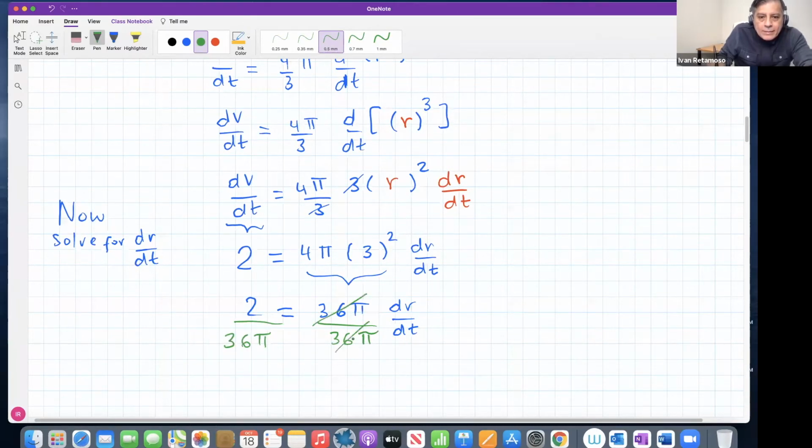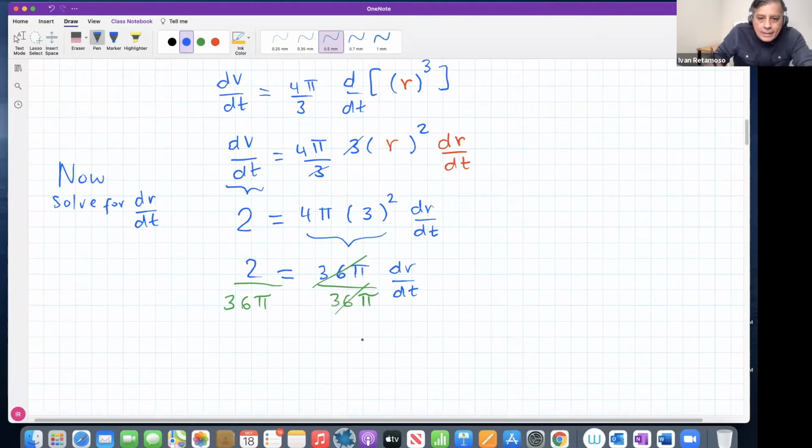Here, notice this will cancel, giving us an exact answer first, in case you need the exact version of this. Dividing this 2 by 2, and dividing this 36 by 2. 2 into 2 is 1. 2 into 36 is 18. So 1 over 18 pi. This should be the exact version of the answer. In the end, feel free to attach the units, centimeters per second.